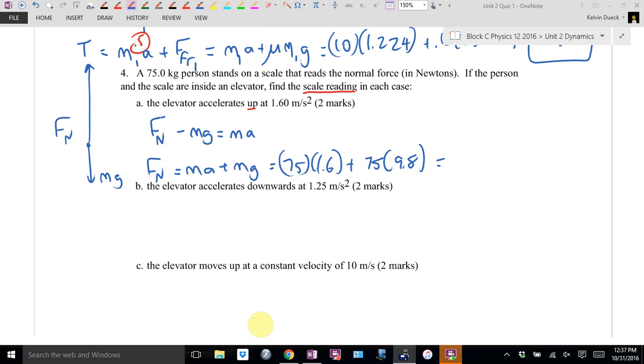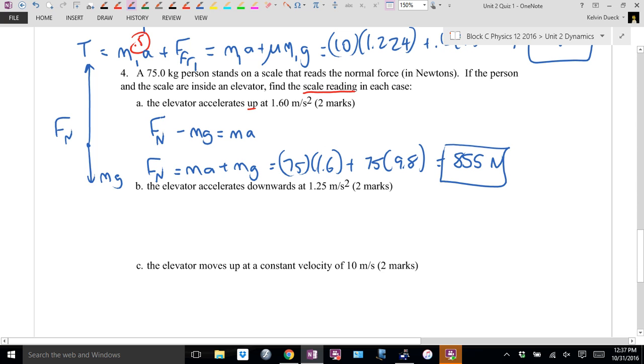855 newtons. 2 marks for the right answer. Otherwise, 1 mark. Oh, change colors, Mr. Duke. Otherwise, 1 mark for that, half mark for that, half mark for the answer.